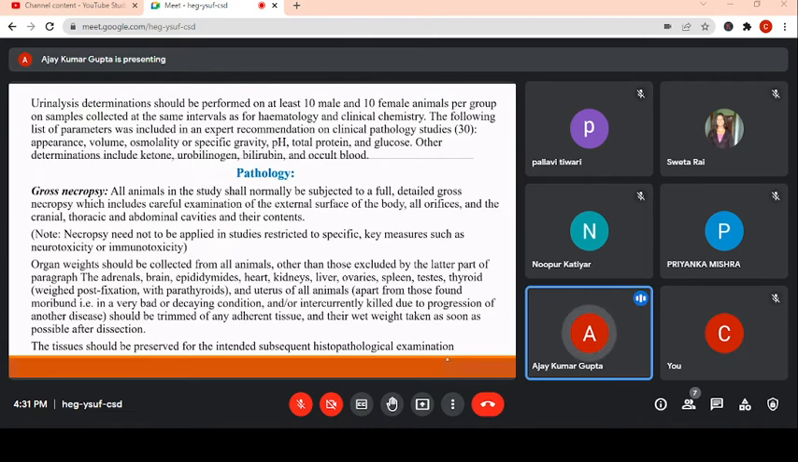So these organs should be isolated and trimmed, that is, made free from adherent tissue, and the wet weight should be taken as soon as possible after the dissection so that they do not get dry. It should be noted down. And cap for histopathological examination, for the intended subsequent histopathological examination.